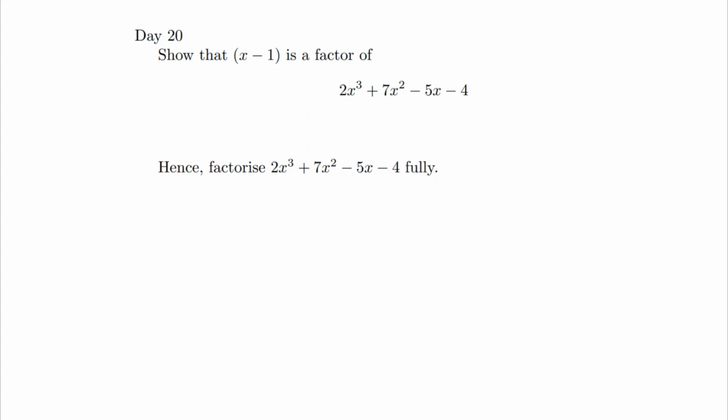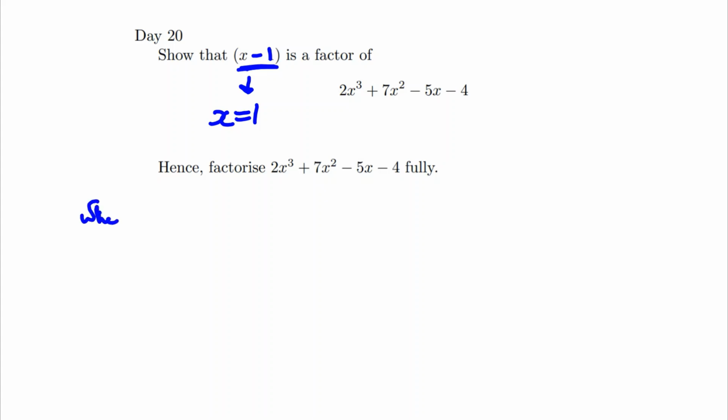So yesterday's question was to show that x minus 1 is a factor of 2x cubed plus 7x squared minus 5x minus 4. And then we're going to use our answer to factorize that fully. So the first step is we're going to use this to show it's a factor. Now what we do there is we look at the sign here and reverse it, and we substitute it in. So we're going to substitute in x equals 1.